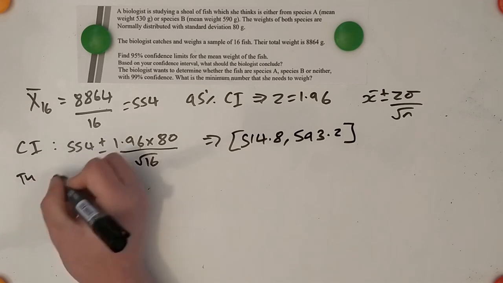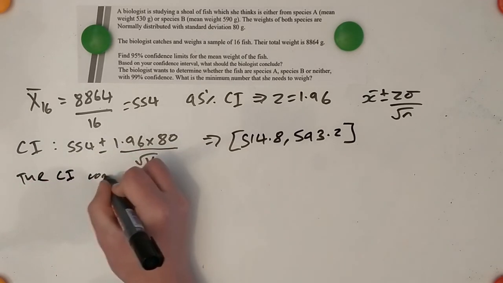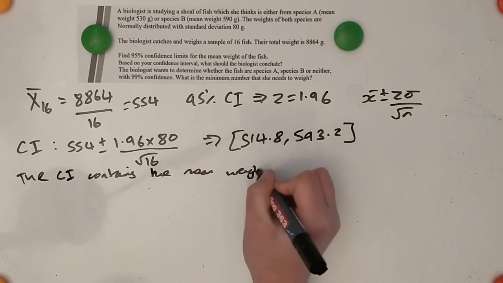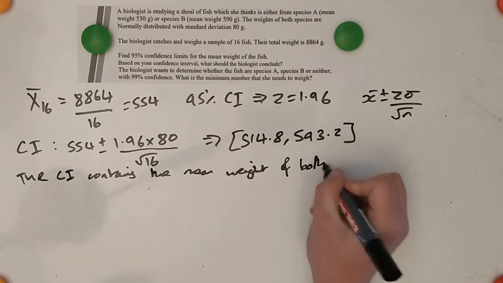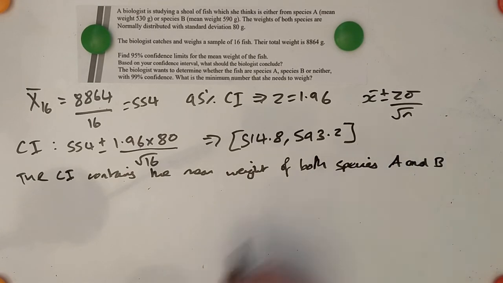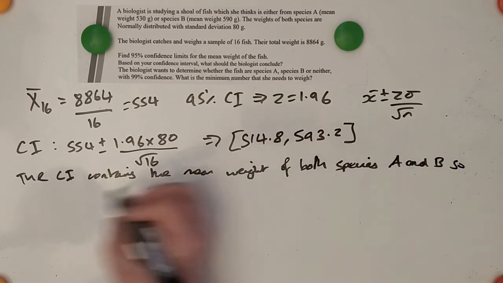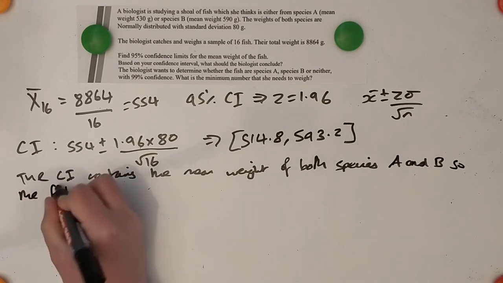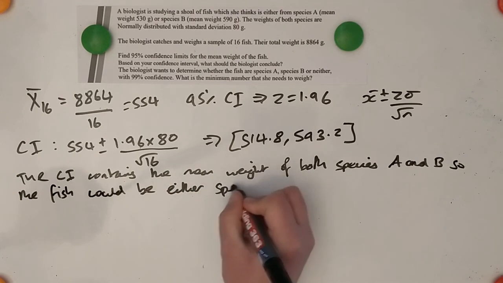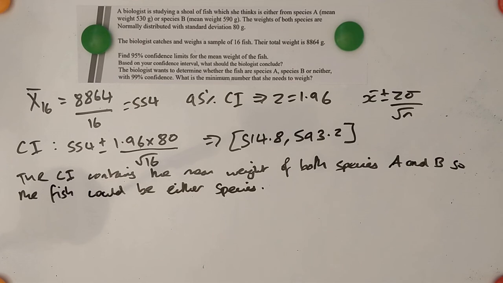What does this tell me? The CI contains the mean weight of both species, A and B. So the fish could be either species. This is an example of those overlapping confidence intervals. Just because there's a slight overlap between them, we don't have enough evidence to say whether it's A or B with any significance.